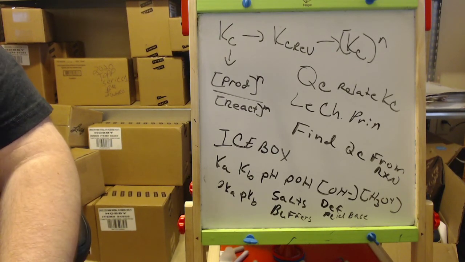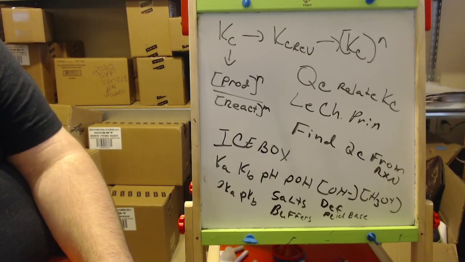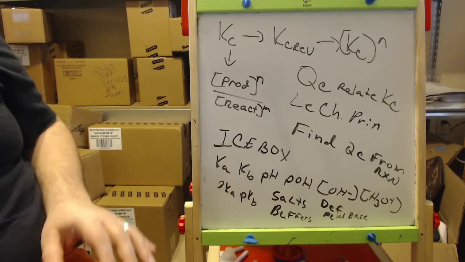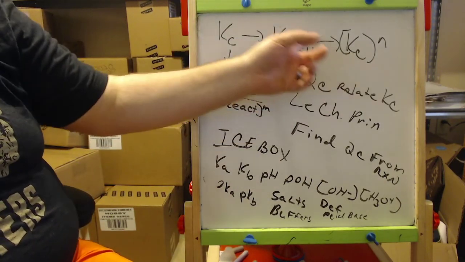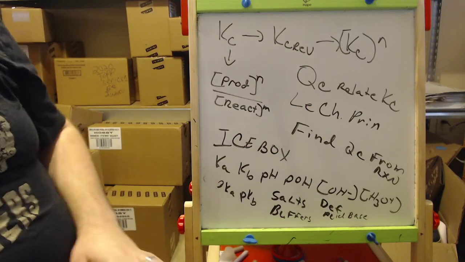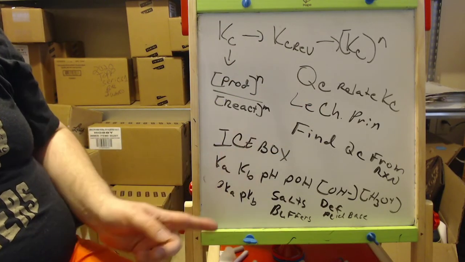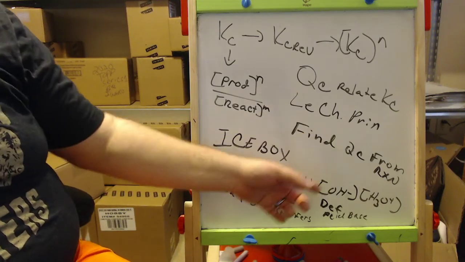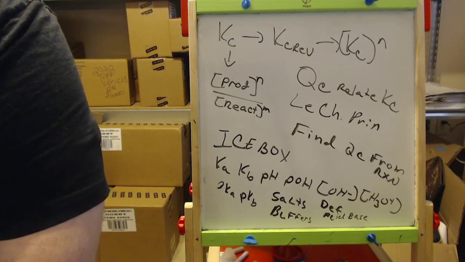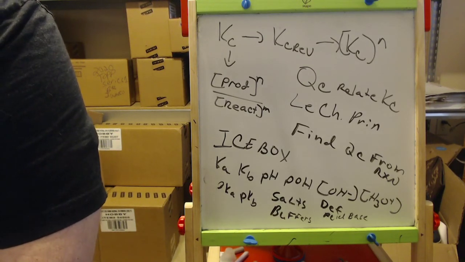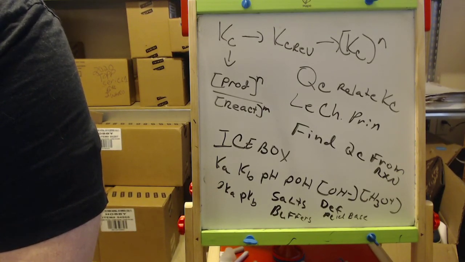Again, if you could do the homework, and I know this looks like a lot of stuff, but it's really not. This is all one problem. All of this right here. QC and KC all based off of this. And then Le Chatelier's principle. Icebox is how you find pH, pOH, OH minus, H3O plus, and things like that for weak acids and weak bases. Okay.